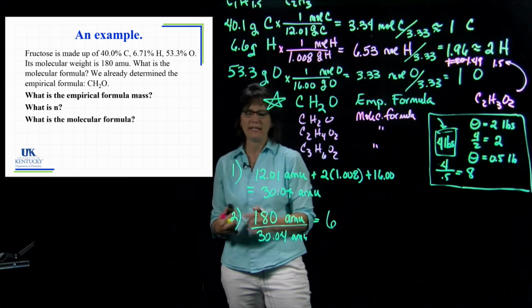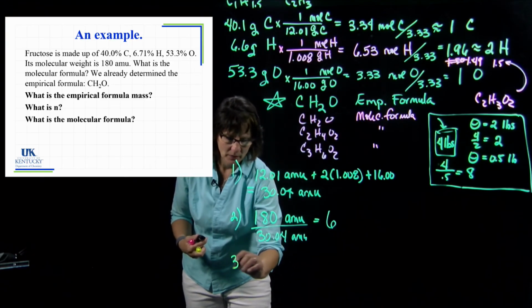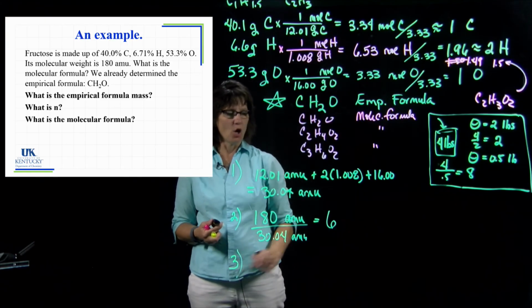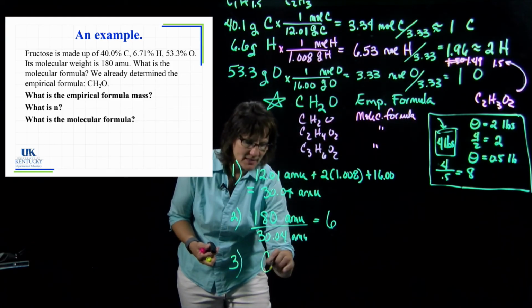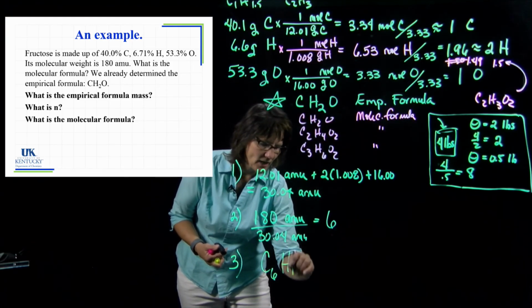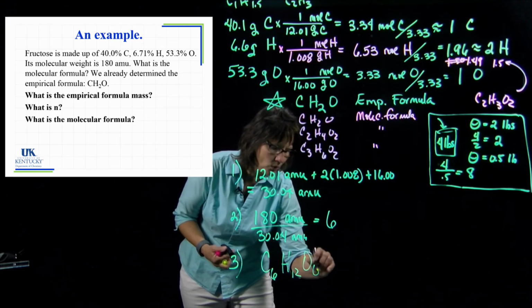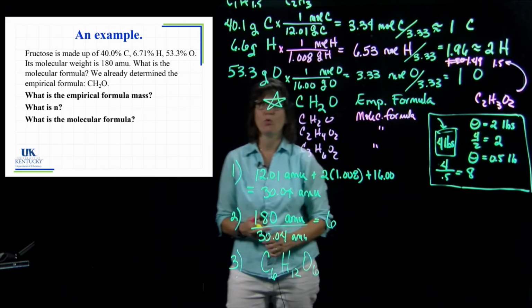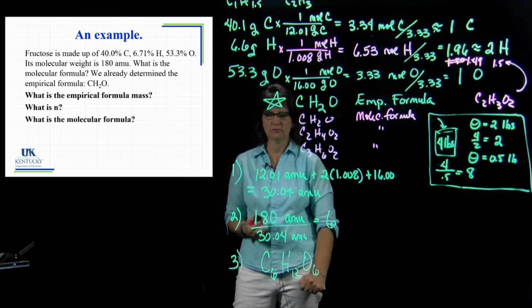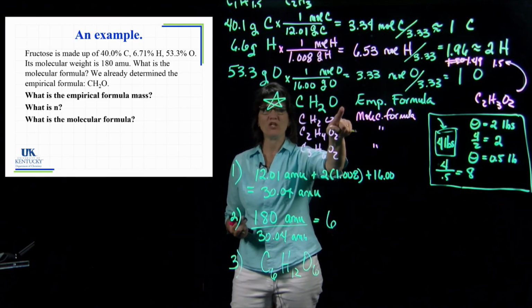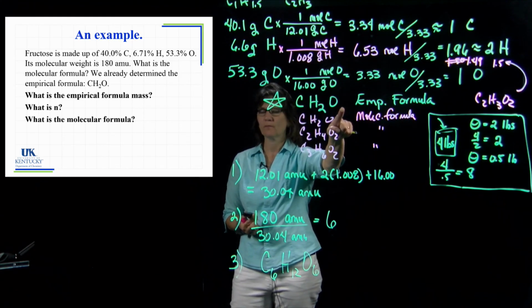So now we're ready to get what's being asked to begin with. What is the molecular formula? Well, it's 6 times the little units. So it's going to be C6H12O6.